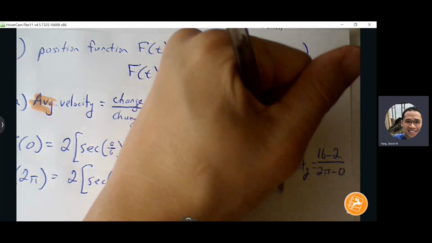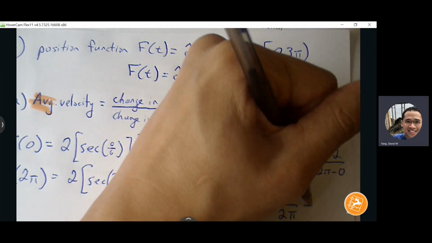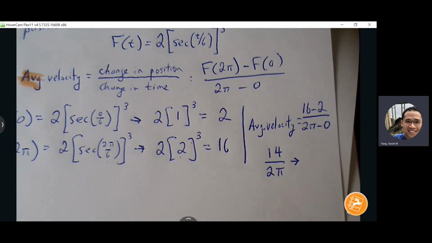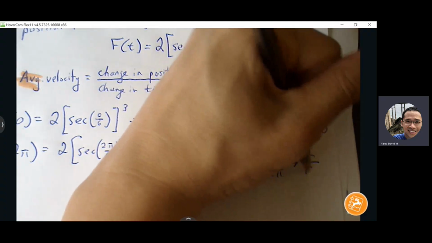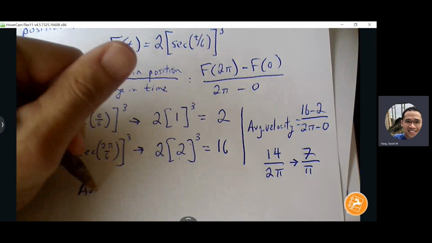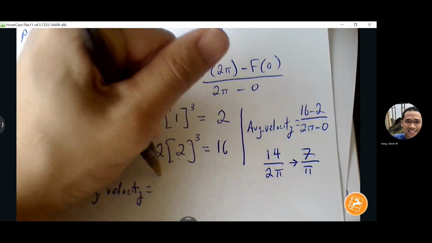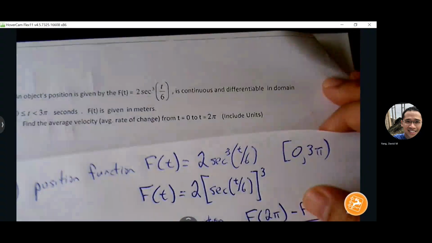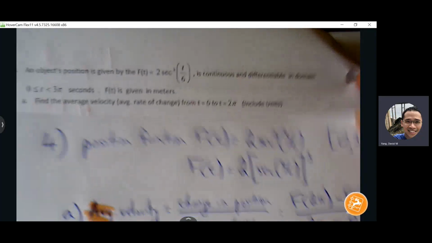Okay, this reduces to be 14 over 2 pi. What does that reduce to further? 7 over pi, right? So that pi doesn't float up to the top. It needs to stay in the denominator. So 7 over pi is my average velocity. Okay, what's my unit of measure here? Meters per second. Okay.